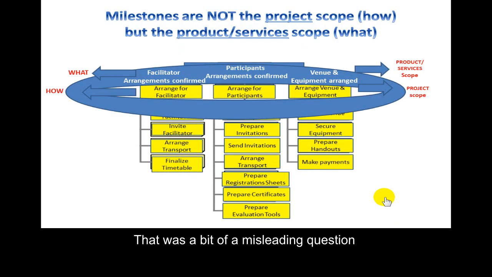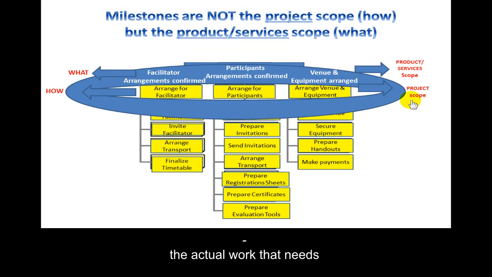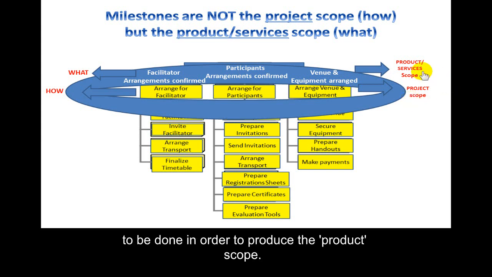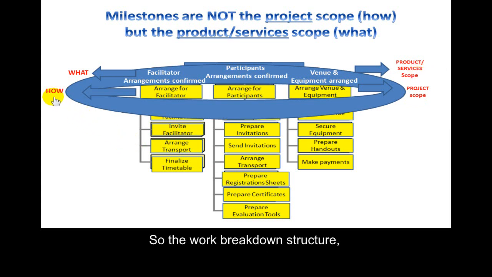That was a bit of a misleading question, because there aren't really any milestones in the work breakdown structure. The work breakdown structure primarily shows the project scope, the actual work that needs to be done in order to produce the product scope. So the work breakdown structure, while it may show the what, mostly is indicating the how.